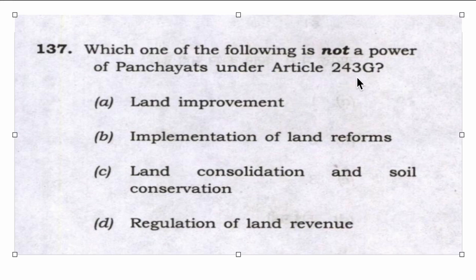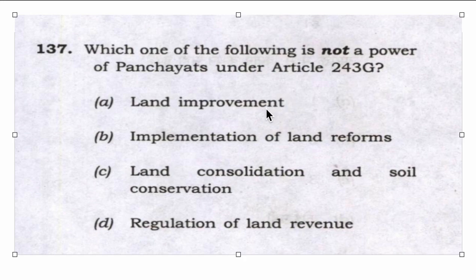Article 243G talks about powers, authorities, and responsibilities of panchayats upon the preparation of plans for economic development and social justice, and also implementation of schemes related to the subjects listed in the 11th schedule. So in the 11th schedule it talks about panchayats. What are the subjects listed in the 11th schedule? It is agriculture, dairying, animal husbandry, water management, soil conservation, land development. All these are the subjects listed under Article 243G.